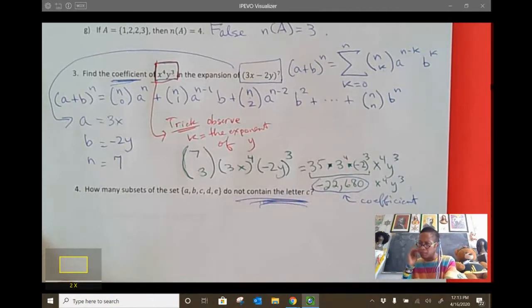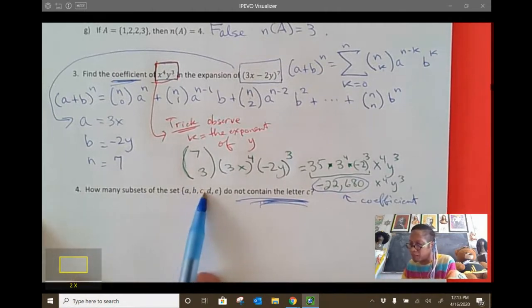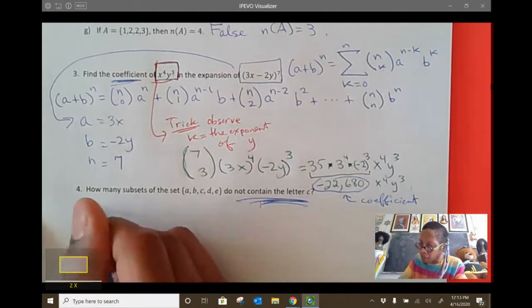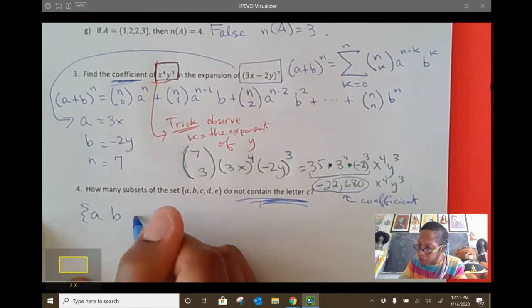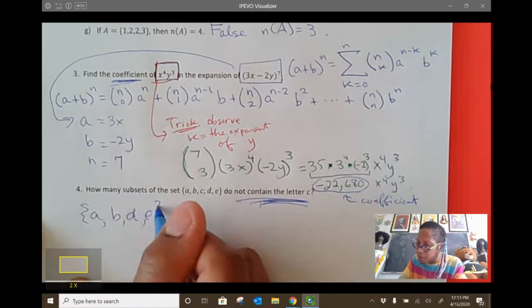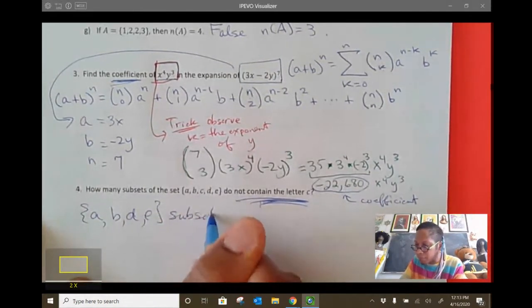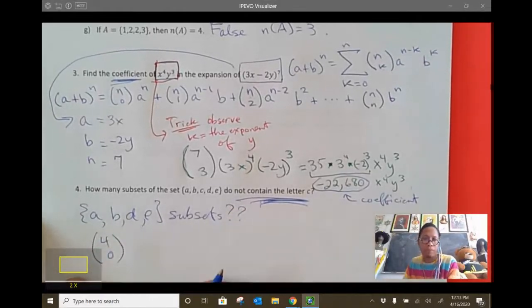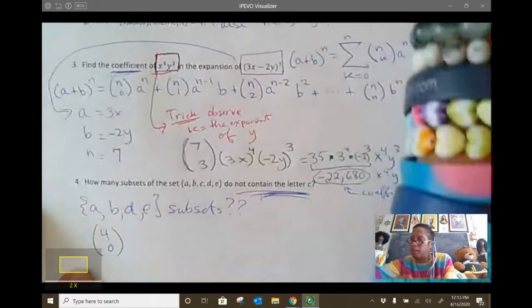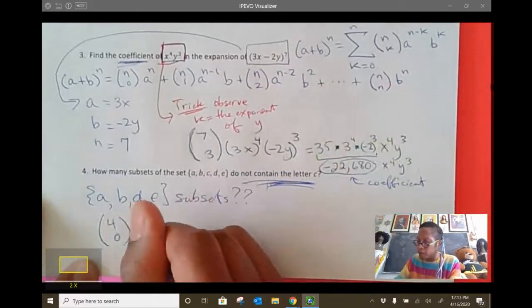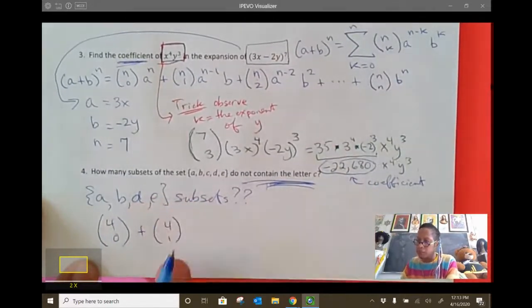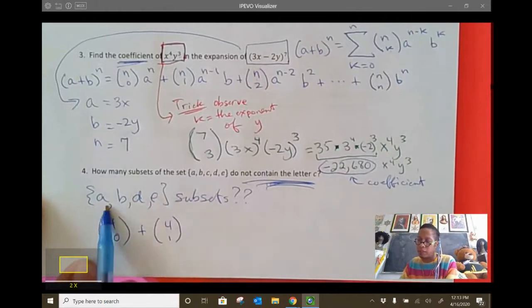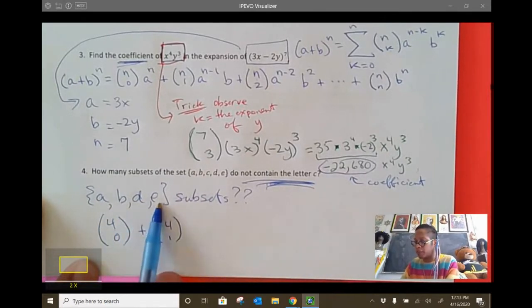So this is like the pizza problem. I think it's due tonight, the one that says you can't order, they ran out of pepperoni. So we ran out of the letter C. Now how many subsets of A, B, D, E? Subsets. Well, case one, choose none of the four. That would be the empty set, right? Or case two, and I'm going to add because we're doing cases, so addition happens. I can choose one of the four, like the set containing A, or the set containing B, or the set containing D, or the set containing E.